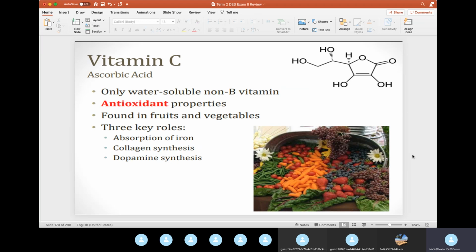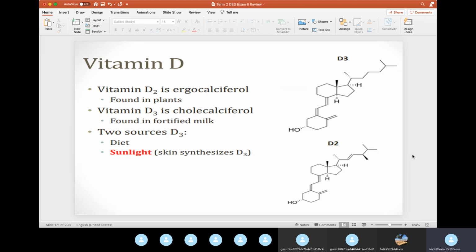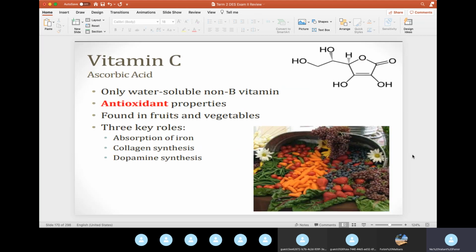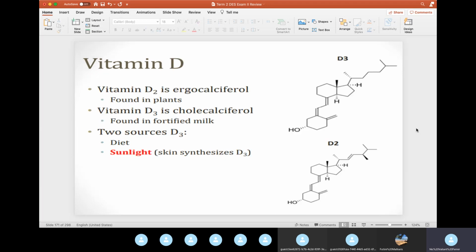Vitamin C, or ascorbic acid. This is water soluble. It has antioxidant properties. Collagen synthesis. What is the function of vitamin C in collagen synthesis? Hydroxylation of proline and lysine. Excellent. Hydroxylation of proline and lysine residues for your vitamin C. Also absorption of iron. Don't forget, if you have an increase in vitamin C, you can absorb more iron. So you can develop hemochromatosis. Careful there.